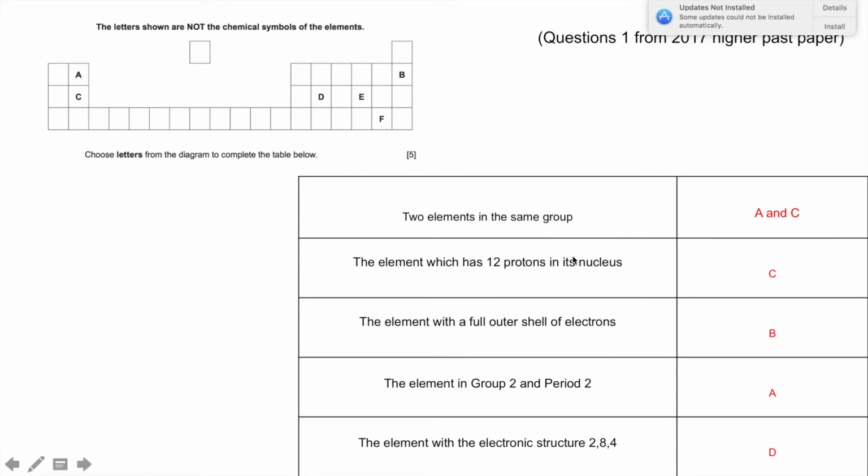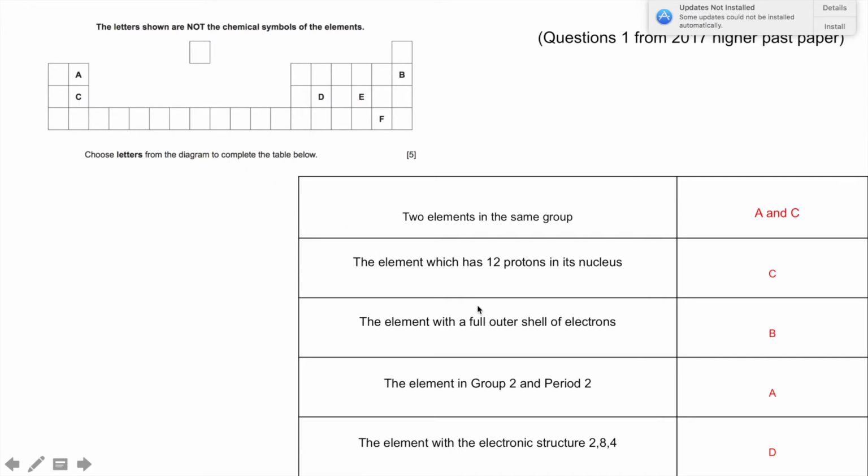We were asked to fill in the table with the letters representing elements in the periodic table above. Two elements in the same group, obviously A and C. As you can see going down, groups are arranged so that those with similar properties are above and below each other. The element which has 12 protons in its nucleus, again that is C. Going across, you have 1, 2, 3, 4, 5, 6 and so forth until you get to 12 at C.